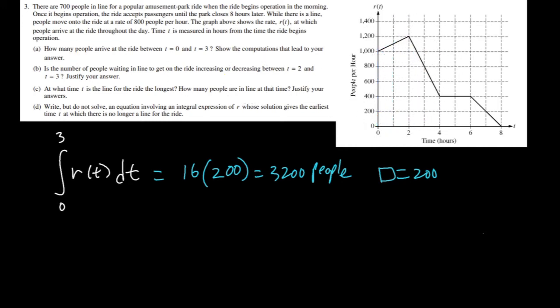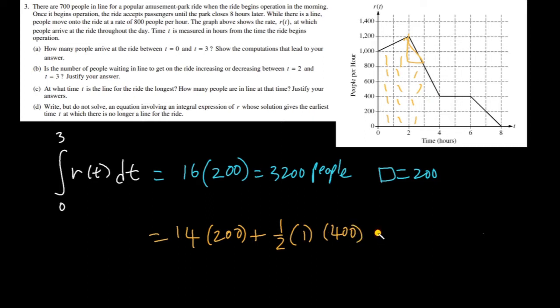Now, if you didn't catch that shortcut, where you can just move this triangle over, the other way to do it would be, for the first part, you can still say, okay, 1, 2, 3, 4, 5, 6, 7, 9, 10, 11, 12, 13, 14. So it would be 14 times 200 plus this triangle. Well, it's going to be 1/2 times the base, which is 1, times the height, which is 400, plus 1/2 times the base, which is 2, times the height, which is 200. And if you evaluate this, this will also get you 3,200 people.